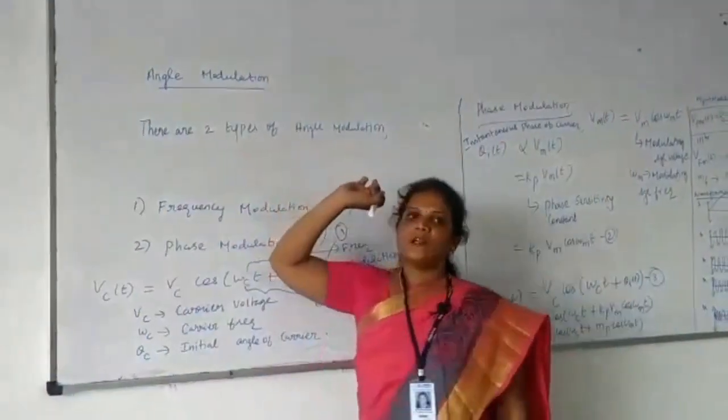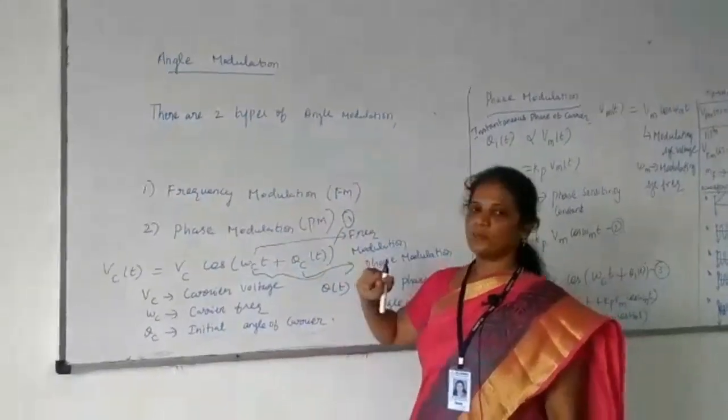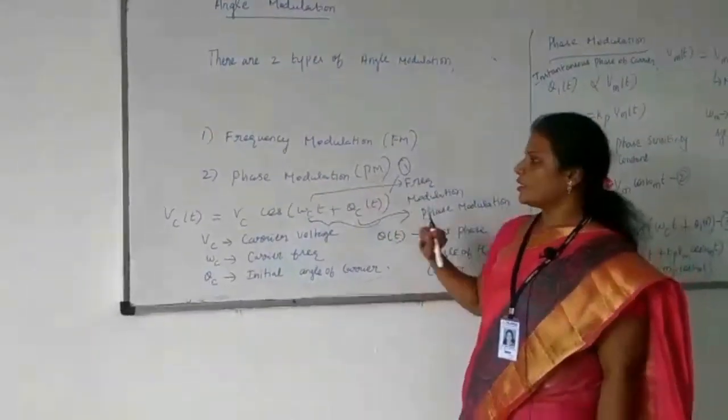Today we are going to discuss angle modulation. If you take angle modulation, there are two types. One is frequency modulation, called FM, and second is phase modulation, called PM.